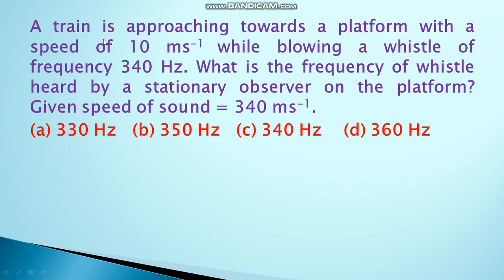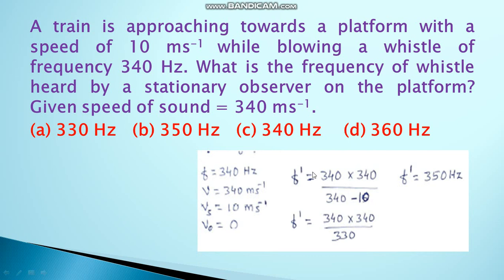A train is approaching towards a platform with a speed of 10 meters per second while blowing a whistle of frequency 340 Hz. What is the frequency of whistle heard by a stationary observer? The observer is stationary, at rest on the platform. Given speed of sound is 340 meters per second. So source speed is given, actual frequency is given, observer is stationary, and speed of sound is also given.